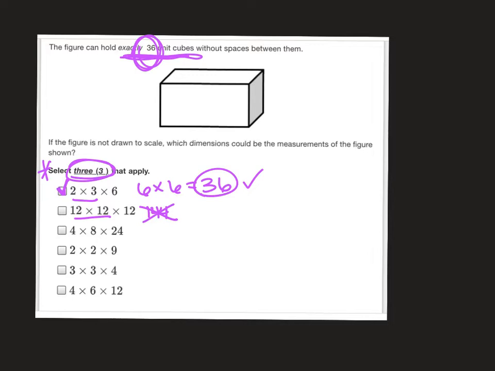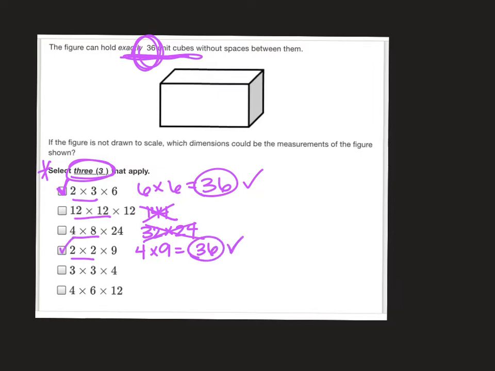All right, over here, if I do 4 times 8, that gives me 32. You should be able to know if I multiply 32 times 24, that's going to be way bigger than 36. So that's definitely not it. If I do 2 times 2, that's going to give me 4. 4 times 9 gives me 36, which is what we want. So there's our second answer.